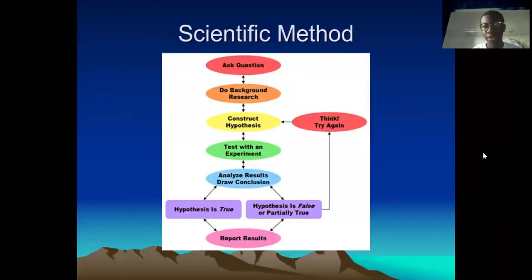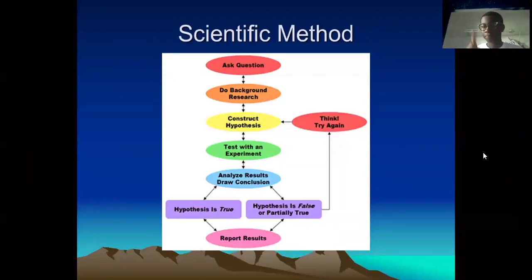Here's the actual scientific method. Please pause this and take notes as you have a test on your own, testing your knowledge, at the very end. First is to ask a question. 2 is to do your background research. 3 is to construct your hypothesis. Then 4 is to test with an experiment. And 5 is to analyze results and draw conclusions. And 6, you will find out if your hypothesis is true. If it's true, report results. If it's false, think and try again.